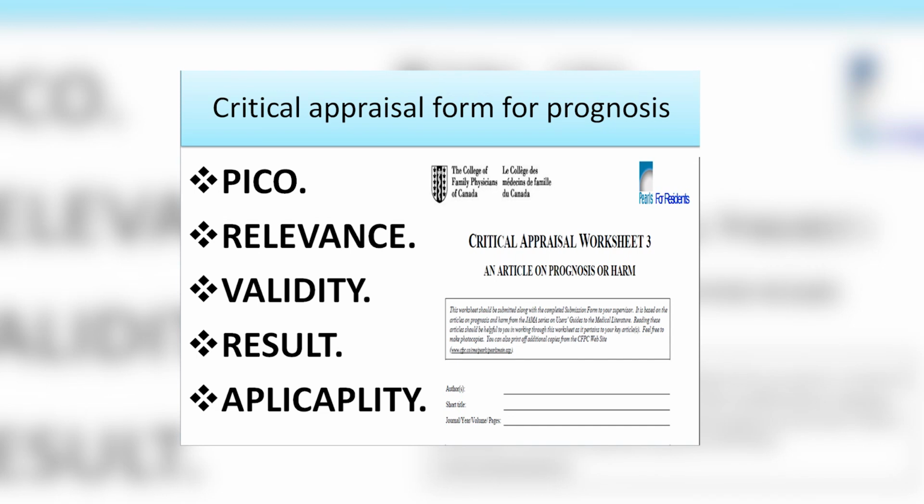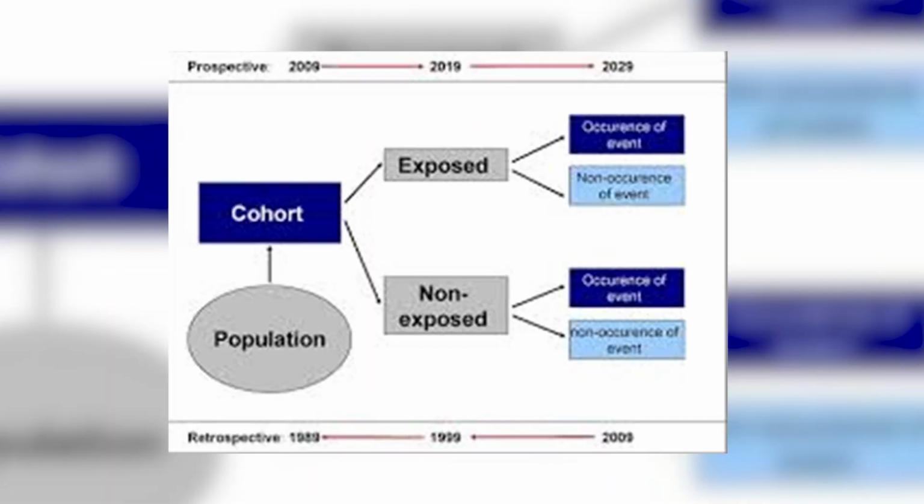Today we'll speak about critical appraisal for prognosis. Prognostic study is one of the common types of study for prognosis and survival. This is the critical appraisal worksheet for prognosis, started by PICO: patient, intervention, comparison, outcome, then relevance, validity, result, and applicability. How do they develop a prognostic paper?